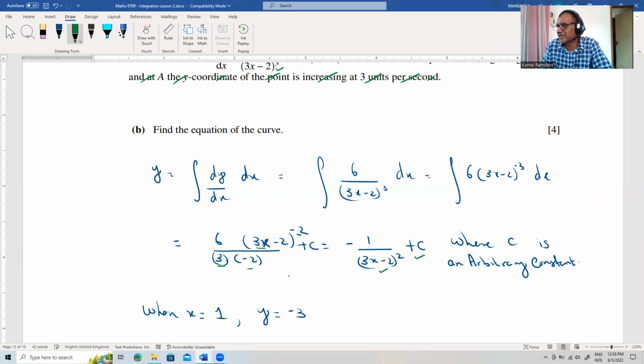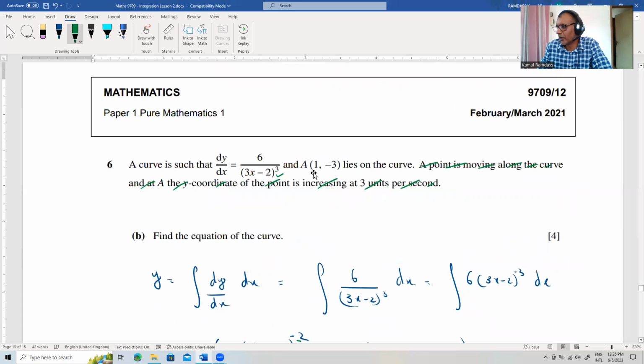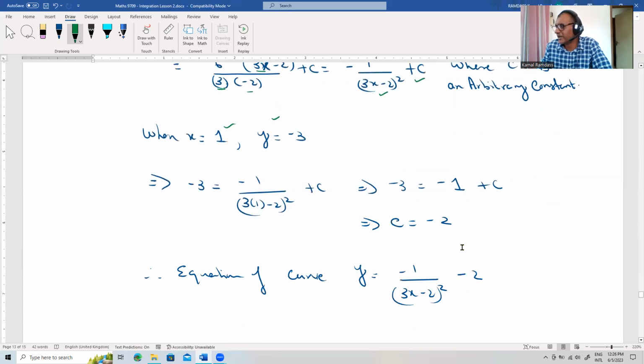Et évidemment, when x is equal to 1, y is equal to 3. On remplacer là-dedans, on va gagner c is equal to minus 2. Et then equation of curve will be minus 1 over (3x minus 2) squared minus 2.